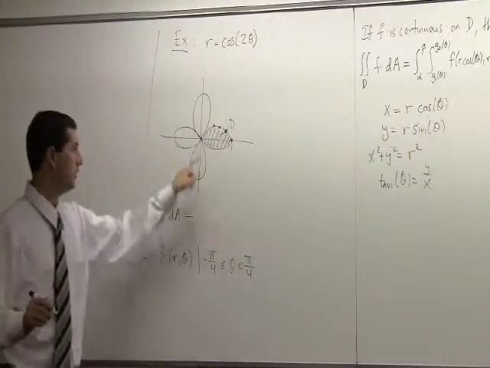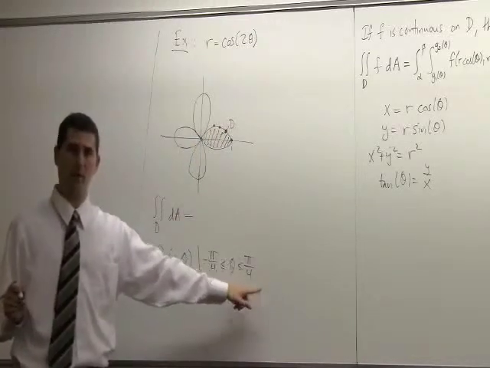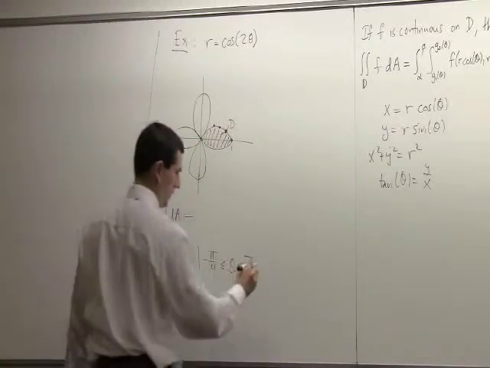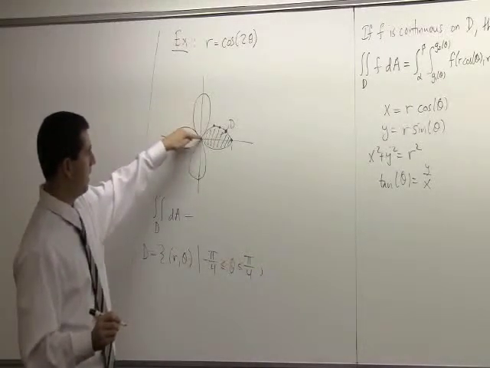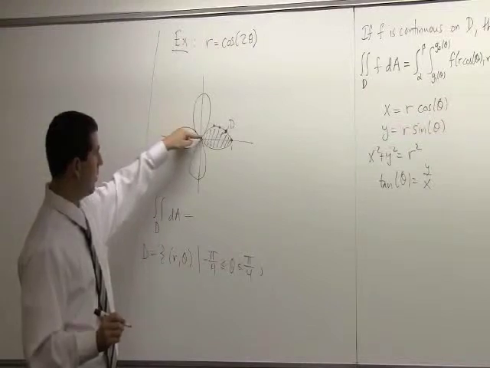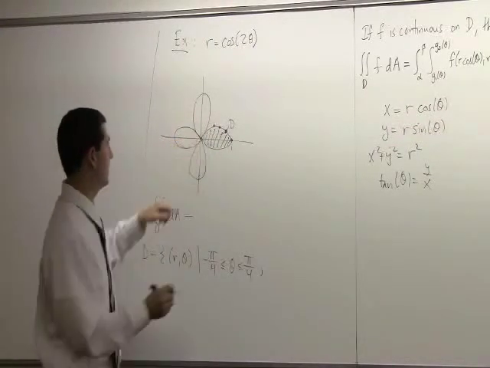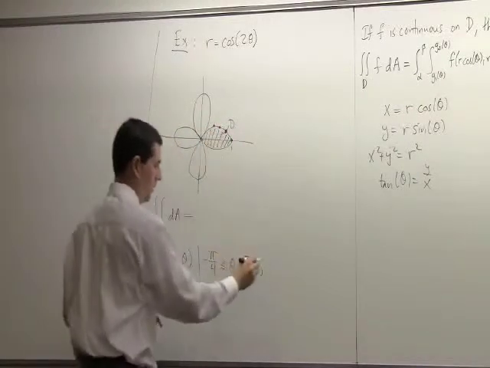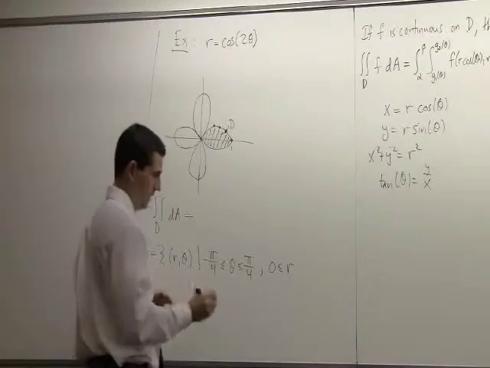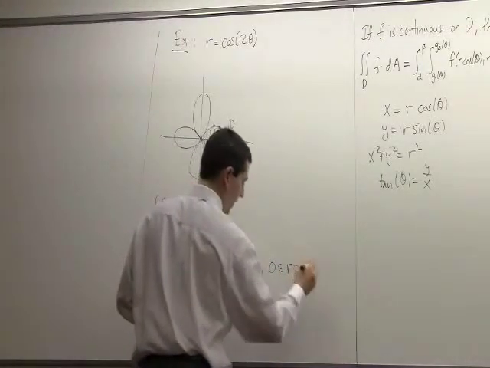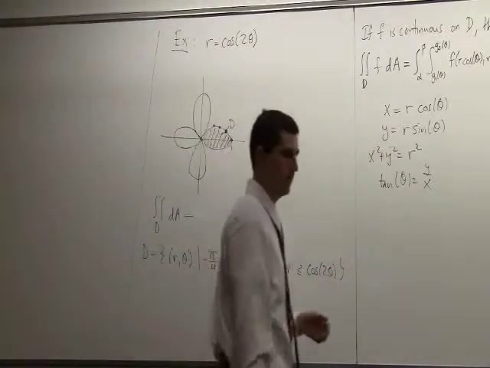Okay, so the angle that you choose to go around this part of the curve is minus pi over 4 to pi over 4. Now what's the radius? Well, the radius can go anywhere from 0 all the way to cosine of 2 theta in that direction, right? You're not just getting the boundary, but you're getting everything in it. So the radius is never less than 0, but it's always greater than or equal to 0 and less than or equal to cosine of 2 theta.